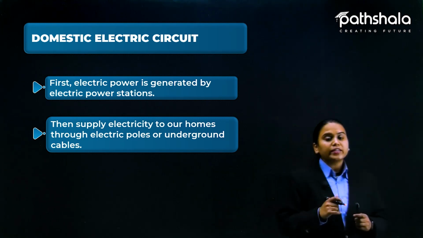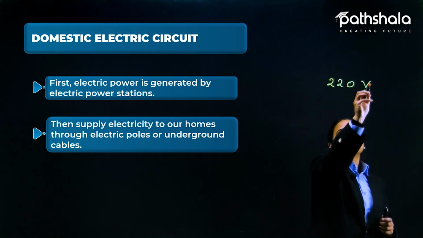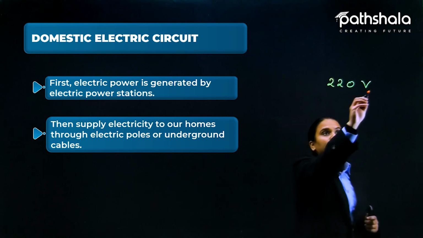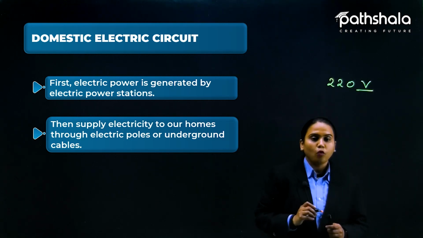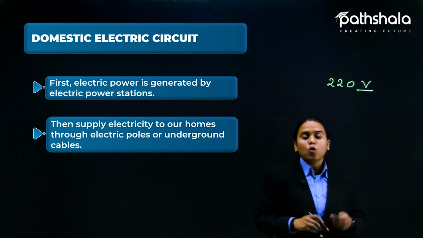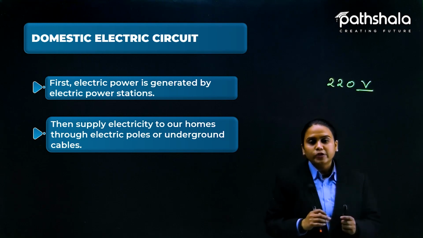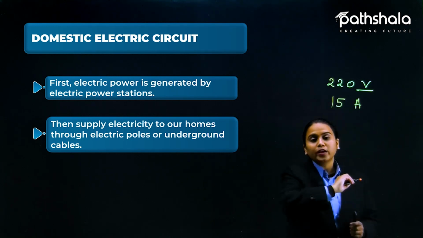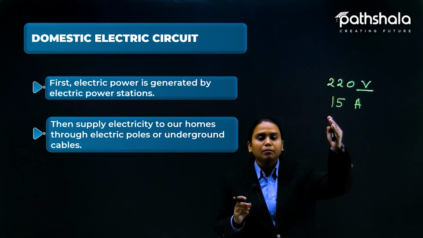So what voltage is coming to our houses? The voltage supply coming to our houses is 220 volt. That is V. I have told you the SI unit of voltage is the volt. Now what about current? How much current can we draw in a residential area? The maximum is 15 ampere.